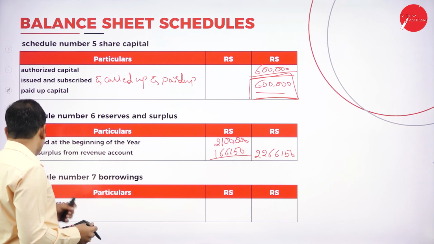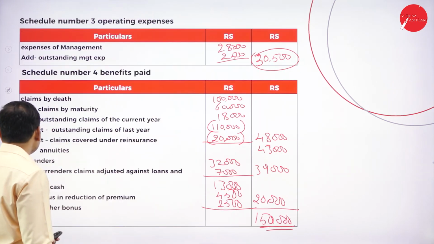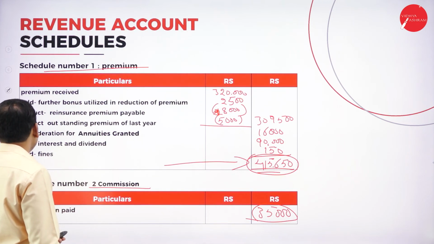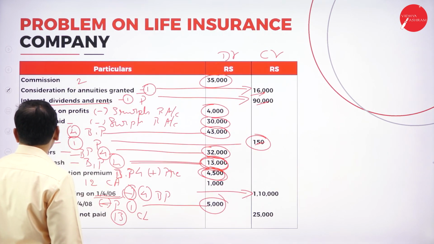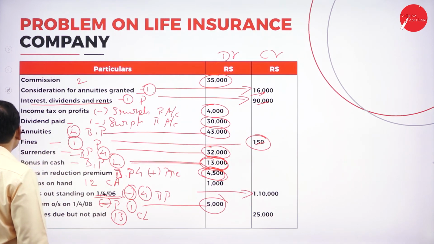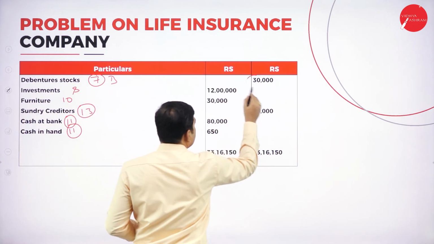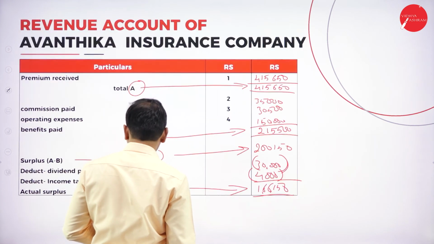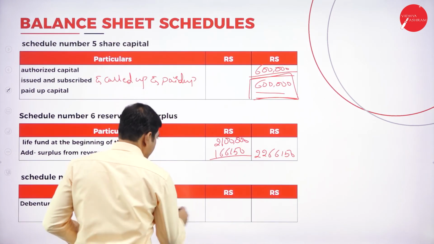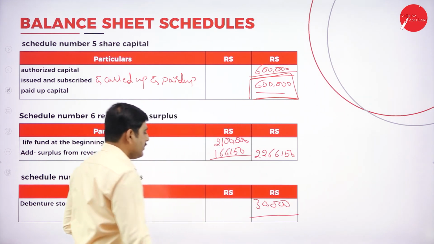Next one, schedule number 7, borrowings. So you'll get debenture stock here, borrowings. It may be borrowings from other insurance companies also. So debenture stock is the borrowings. Let's see where the debenture stock is. So debenture stock here is 30,000. So let's write 30,000 debenture stock. So total is 30,000 itself.